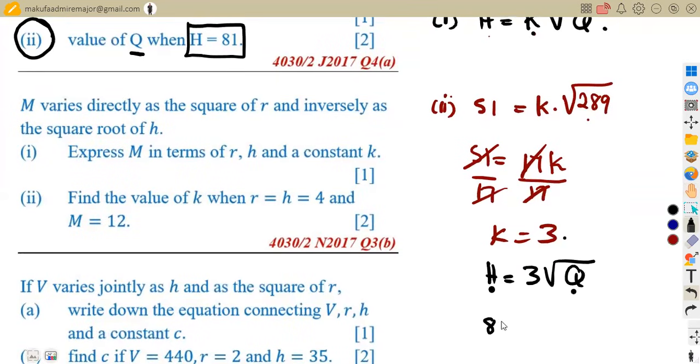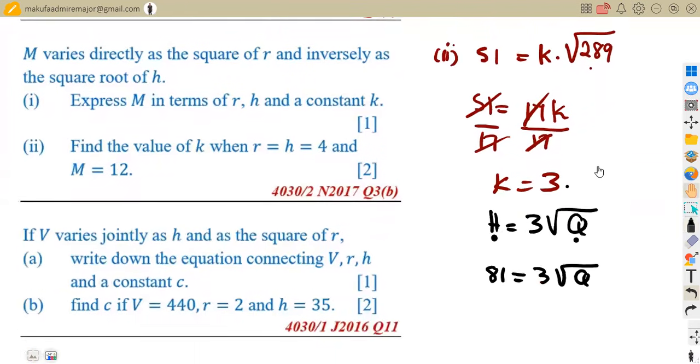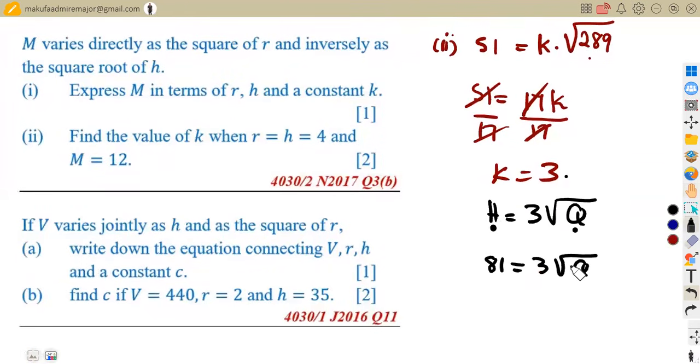So we're simply saying 81 is equal to 3 square root of q. Remember, we want to find q given h. So you substitute what you are given. All right, so how do you calculate for q? That is the question now. Okay, we can remove the 3. Divide, we're talking about an equation here. 3 into 81, that's 27.